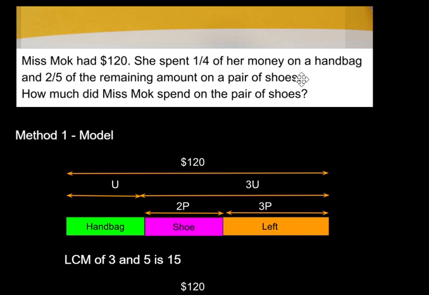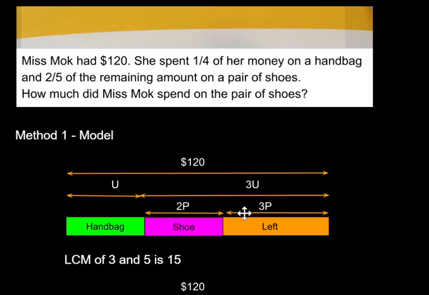She spent 1/4 of the money on a handbag. So the handbag, if it's 1U, the remaining must be 3U. She spent 2/5 of the remaining money on a pair of shoes. So she spent 2 units of the remaining money, so she must be left with 3 units of remaining money. You notice that I use 3U here and 2P here because they are different units, so I cannot call them the same.